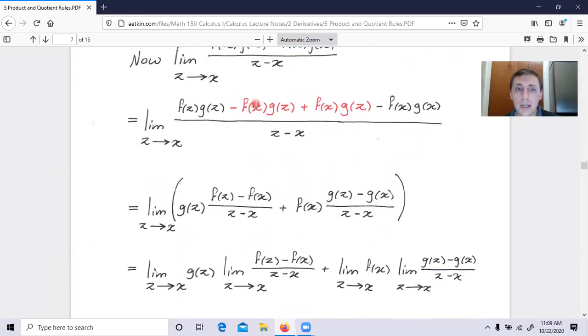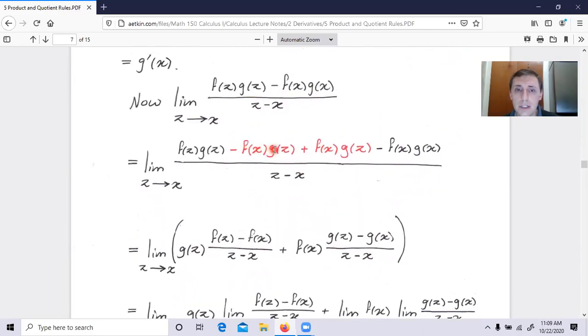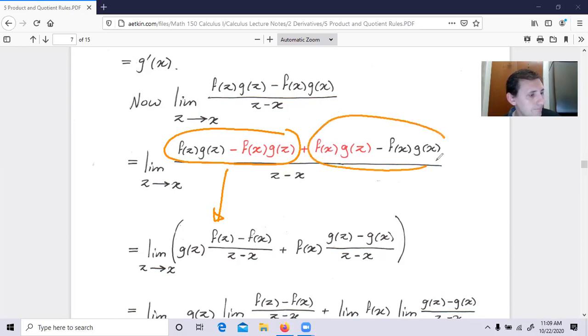And so I subtract f(x)g(z) and add f(x)g(z), and then look at it, guys. This part is what I have here. I just break it, I can factor out g(z), and this part here, I get this part out. Good?